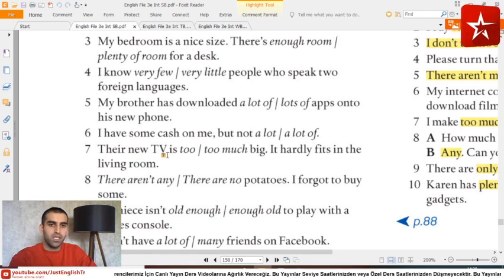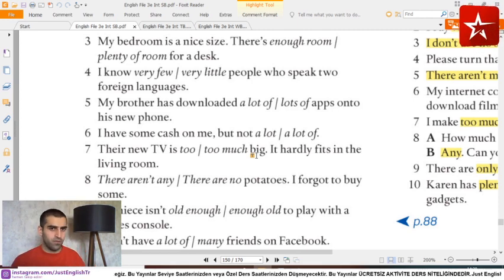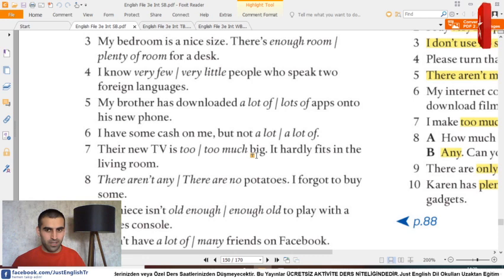Their new TV is too much big. It hardly fits in the living room. So, too much big or too big? Which one sounds correct? Guess the answer and let me know.